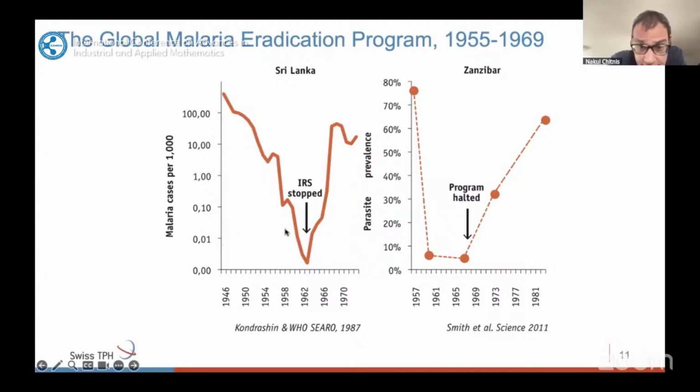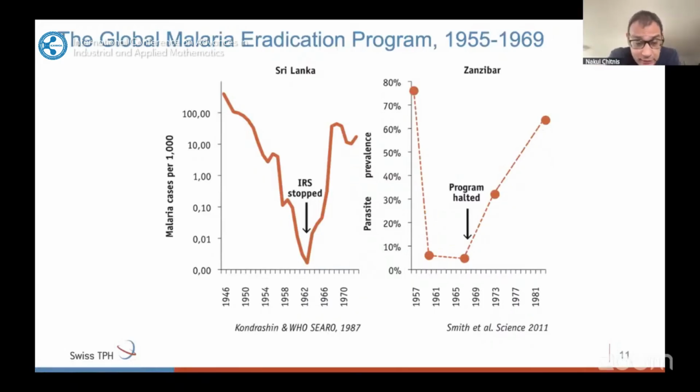And you can see in Sri Lanka how IRS brought malaria down to very, very small numbers. However, it did not go to zero, so they stopped the program and malaria cases shot up again. And you can see they went up not as high as they were in the 1940s, but still very, very high. Here you can see the parasite prevalence in Zanzibar dropping from 80% to about 5% when they halted the program, and then going back up to 60 or 70%.